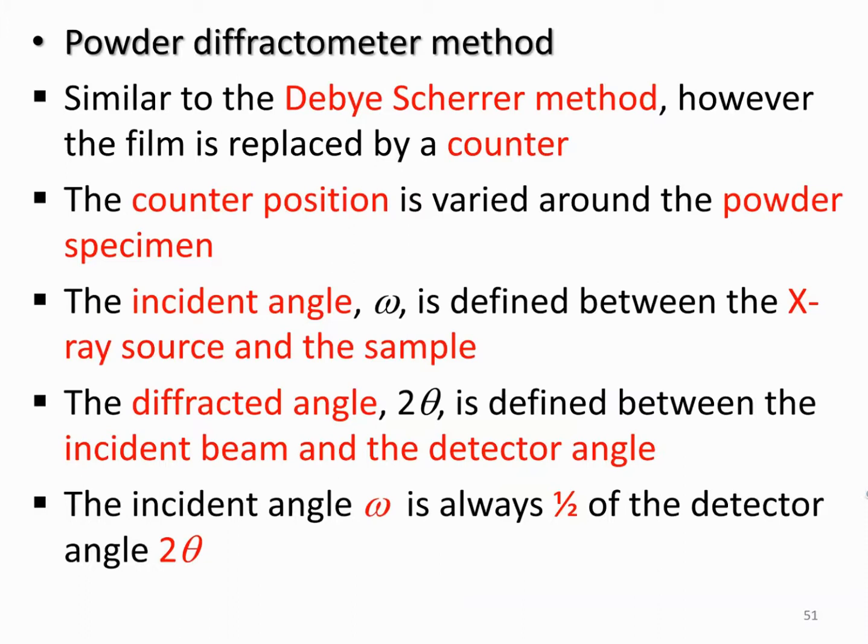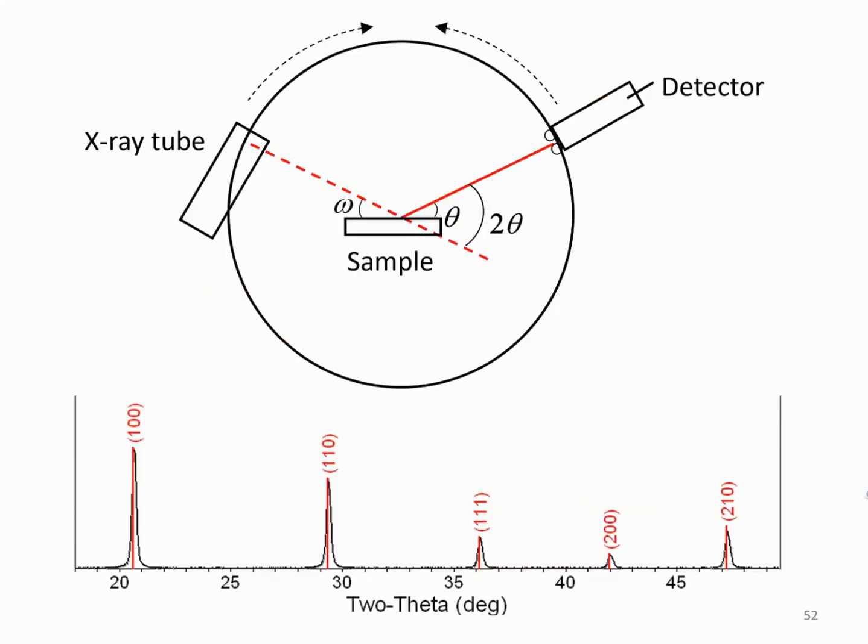The diffracted angle 2 theta is defined between the incident beam and the detector angle. So the incident angle omega is always half of the detector angle 2 theta. So this is how it works. So the result is something like this. So you get 20 degree, 30 degree, then this one maybe 36, this one 42, then this one 46.